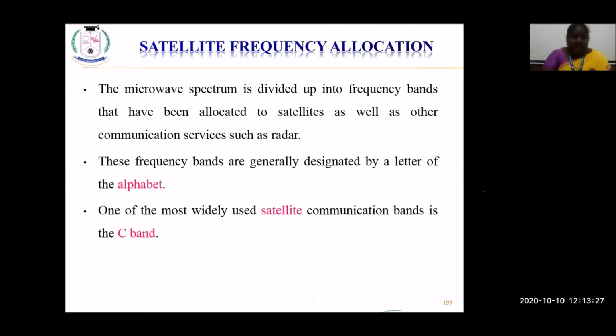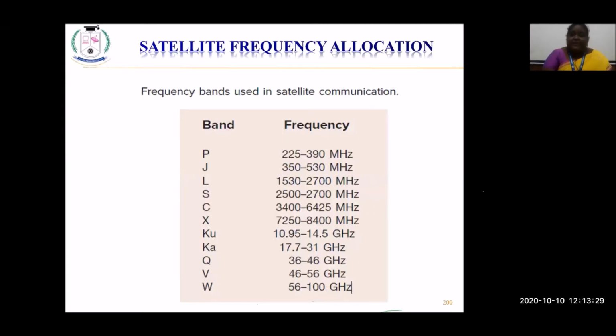Okay, let us see one by one in detail. This is the frequency bands used in satellite communication. This is the designated alphabet for the frequency band, and this is the range of frequencies. Just have a look at this. The most frequently used frequency bands are the C band, Ku band and Ka band. Depending upon our application and the frequency ranges, we will be using that.